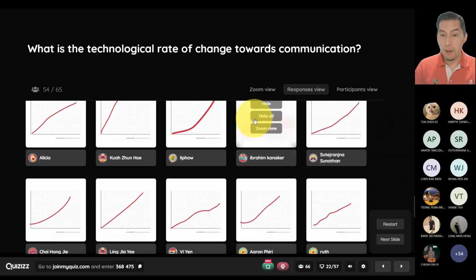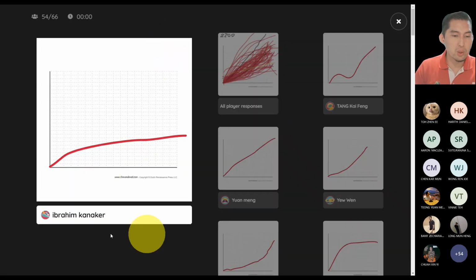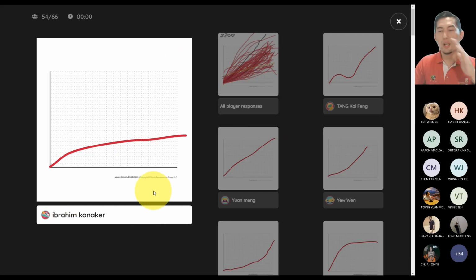Ibrahim's line is also quite relevant, right? The way we communicate did not change that much at the end of the day. You're still using language to communicate, but of course, technology has brought along the ability in terms of translations, in terms of making communication faster and quicker, rather than looking at all those aspects.